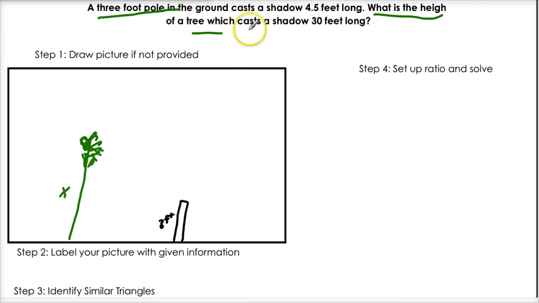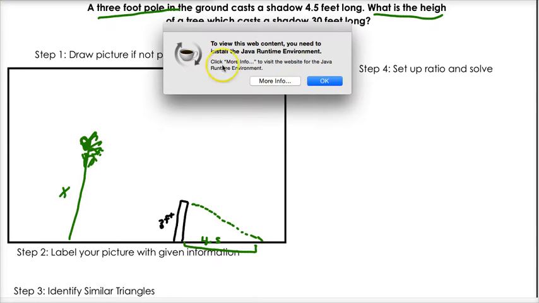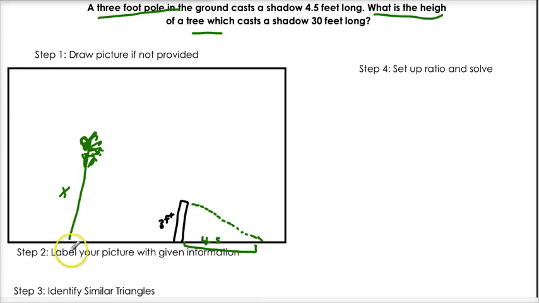Well, now the additional information is it says the pole casts a shadow 4.5 feet long. So this casts a shadow like this, and this is 4.5 feet, this distance right here. That's the length of the shadow. The tree casts a shadow 30 feet long. So my tree, which starts here, well, when this casts a shadow, it is 30 feet long. Okay? 4.5, this is 30, and I'm trying to find the height of this tree.